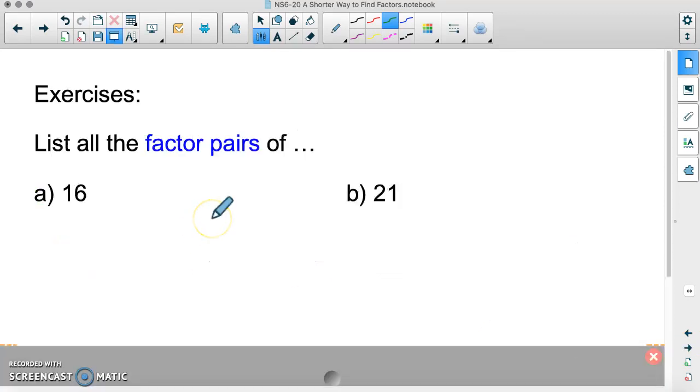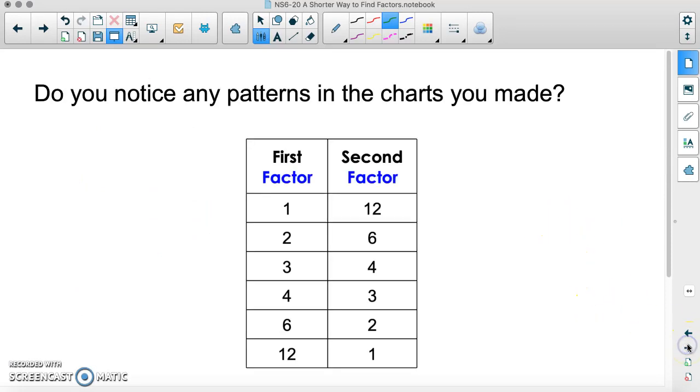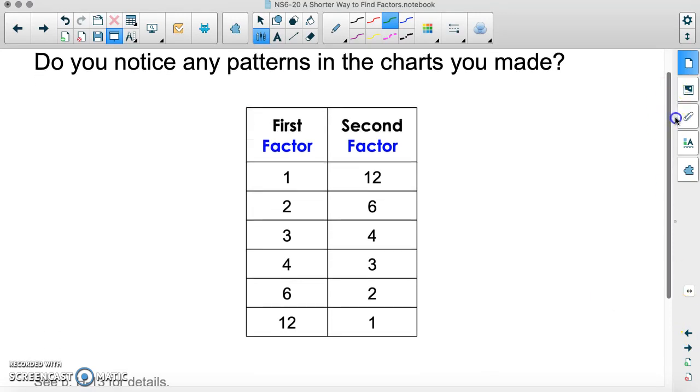Now, using this method of leaving out the numbers that are not factors, I want you to list all the factor pairs of 16 and 21 in a chart. So again, just looking at this chart for the factors of 12, remembering that this chart always flips when you see the numbers start repeating. So the bottom half of the chart shows the same numbers as the top, just in reverse order. So as soon as we find a number that's already part of a pair, you can just stop because they are going to repeat each other.